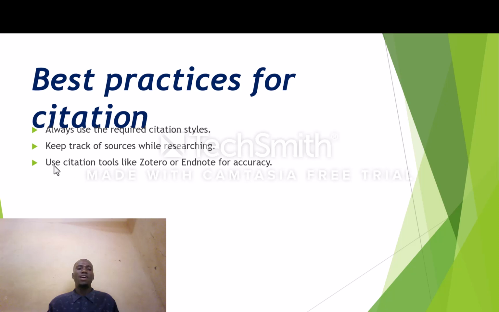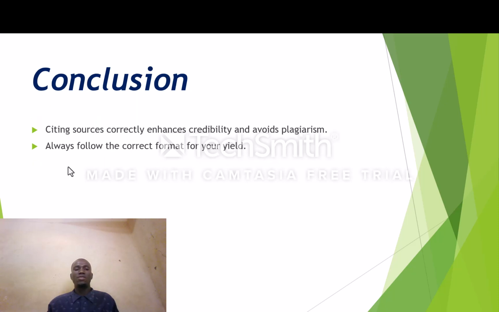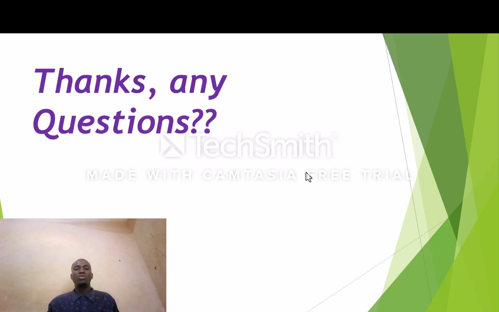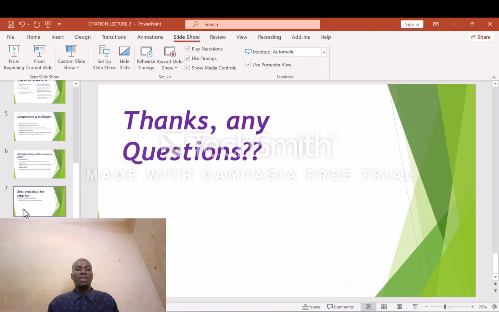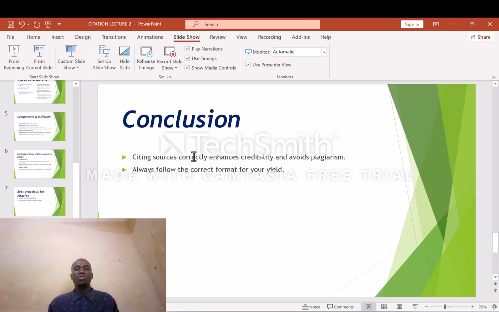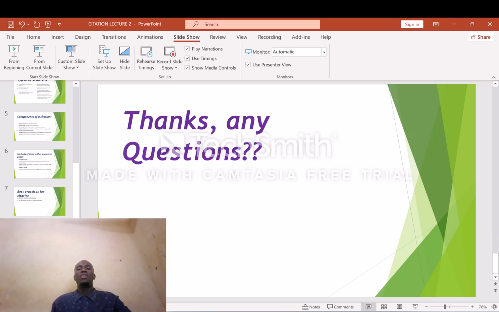Use citation tools like Zotero. Those tools are needed to be used. And in conclusion, citing sources correctly enhances credibility and avoids plagiarism. We have talked about it. Always follow the correct format. For your work to be nice, you have to follow correct formats.